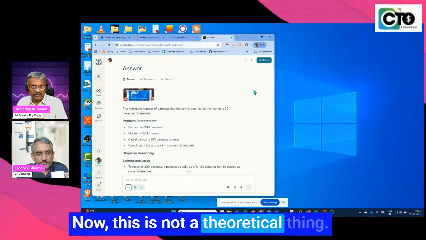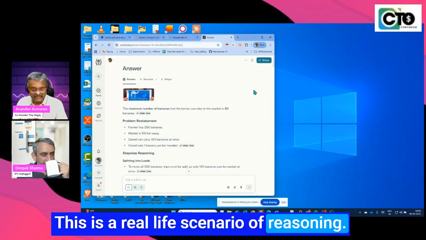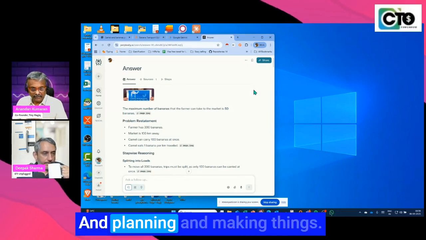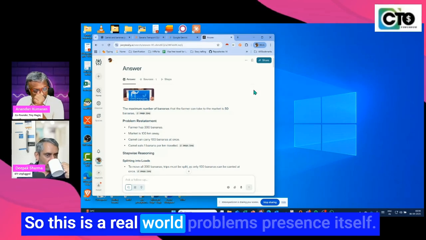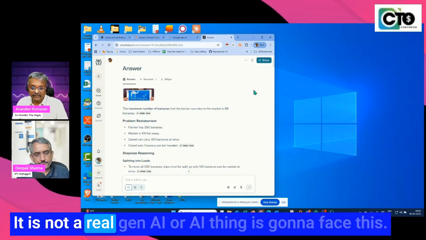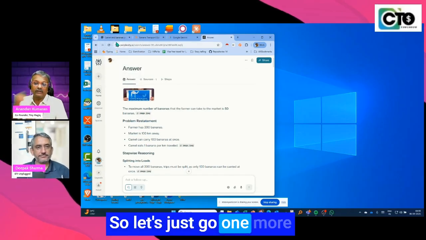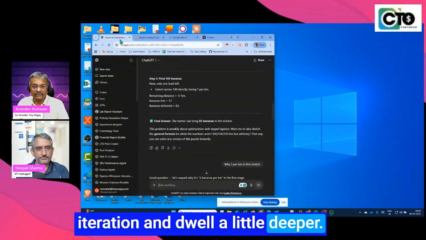Now, this is not a theoretical thing. This is a real life scenario of reasoning and planning and making things. This is how real world problems present themselves. It is not only a Gen AI or an AI thing that is going to face this. So, let's go one more iteration and delve a little deeper.